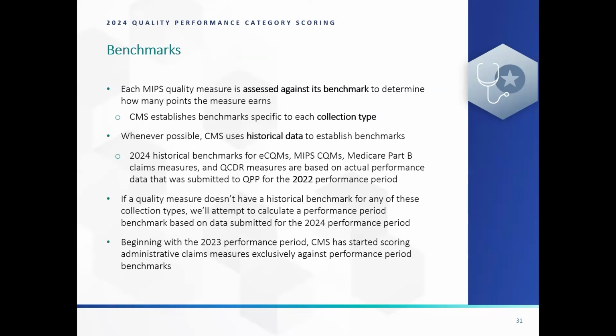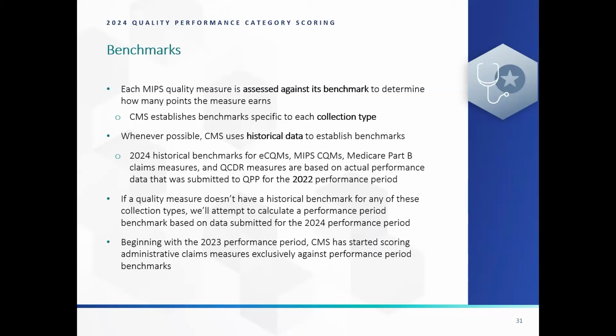I'm going to discuss benchmarks. Each MIPS quality measure is assessed against its benchmark to determine how many points the measure earns. CMS establishes benchmarks specific to each collection type. Whenever possible, CMS uses historical data to establish benchmarks. 2024 historical benchmarks for eCQM, MIPS CQM, Medicare Part B claims measures, and QCR measures are based on actual performance data that was submitted to QPP for the 2022 performance period.